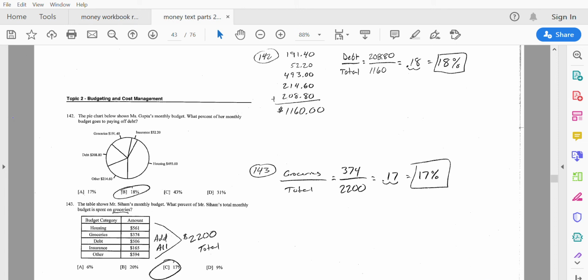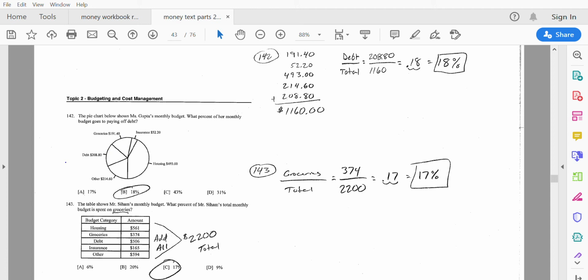Okay, looking at number 142, this will be a lot like number 140. It says the pie chart below shows a monthly budget. What percent of her monthly budget goes to paying off debt? So there's a key word here, debt. So we're looking at this section right here. Now this one's not as easy to do by looking at as number 140.